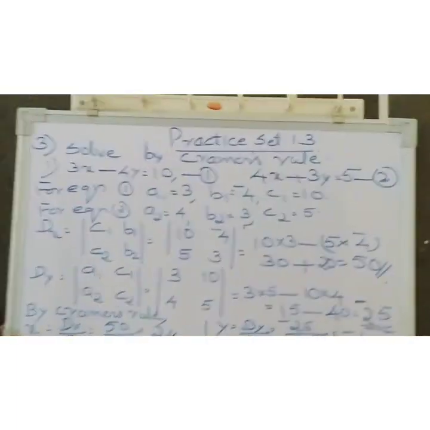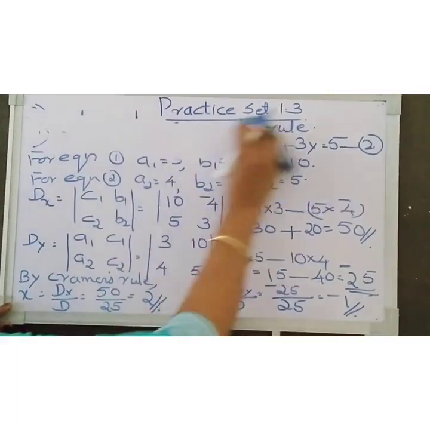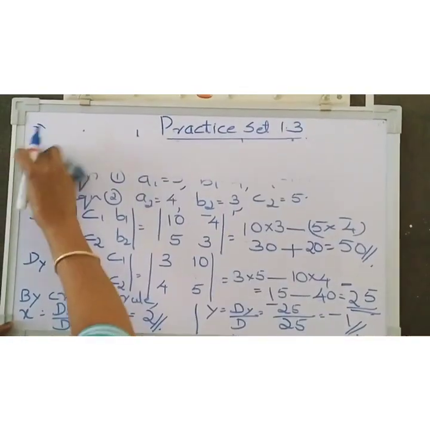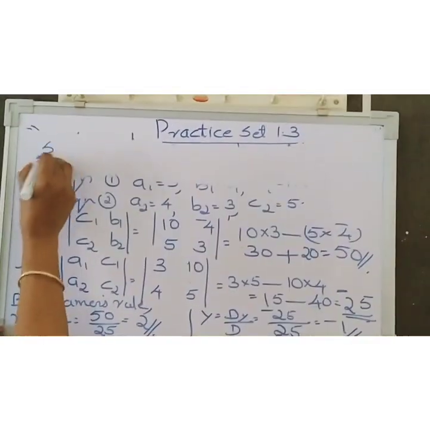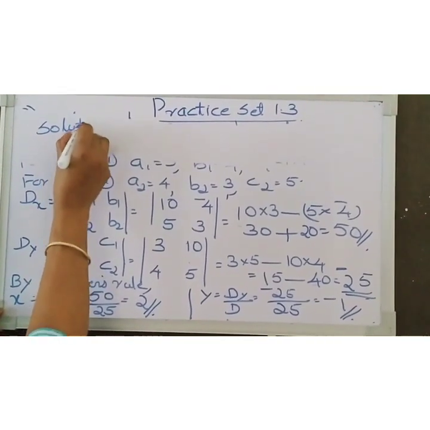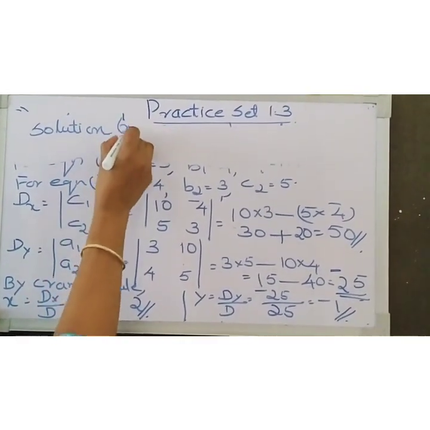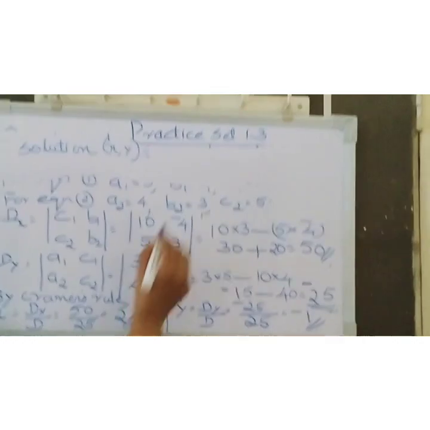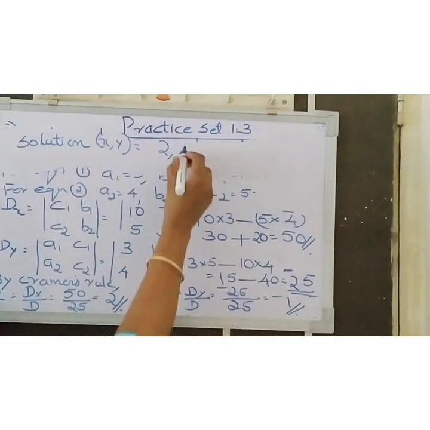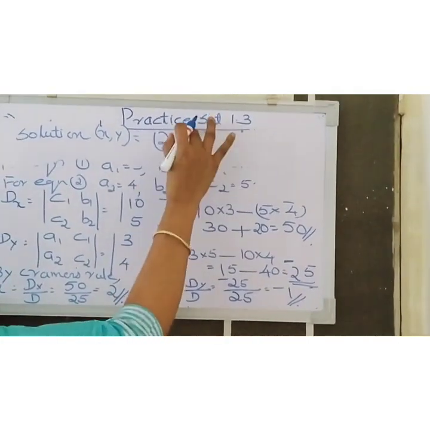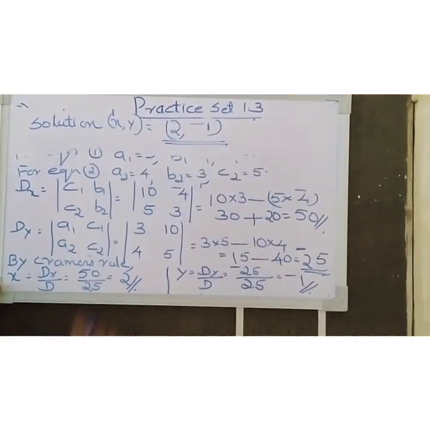Therefore the solution of the equation is x is the value 2, y is the value negative 1. That is 2 and negative 1.